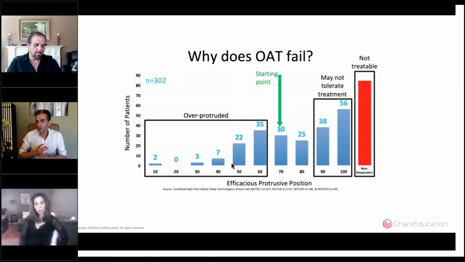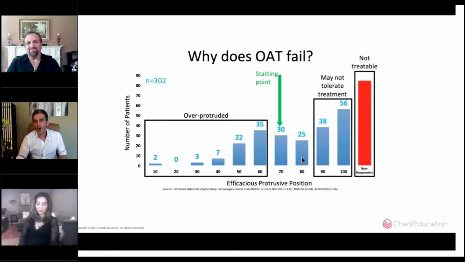That means that they may not be able to tolerate the treatment. They may have more side effects. They may actually have more issues with teeth movement and things like that. So in a way, we could potentially be setting up the patient for failure. We have to keep that in mind all the time.